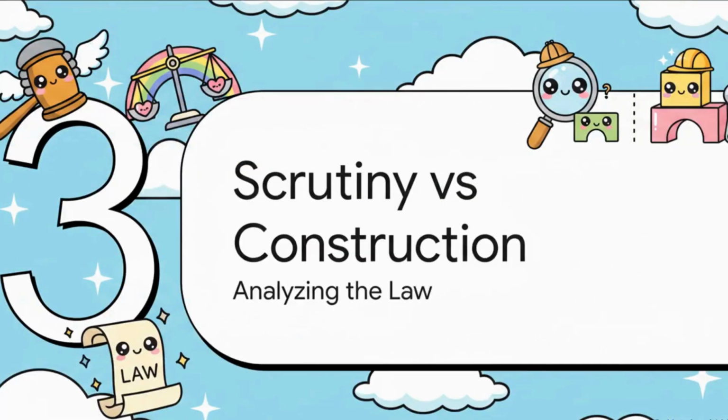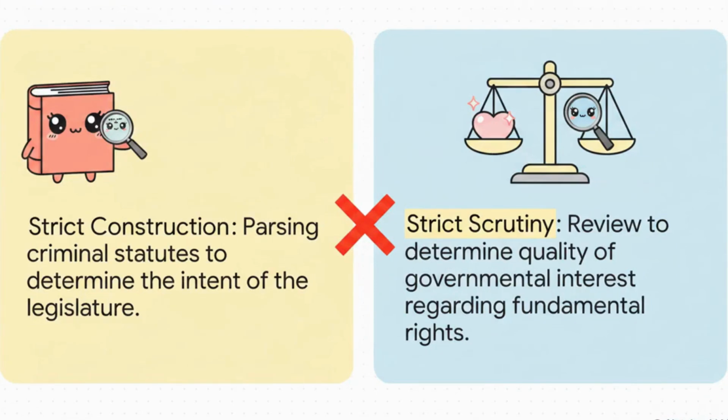All right, Section 3, Strict Scrutiny versus Construction, Analyzing the Law. Let's look at how the court actually tests these laws and clear up a super common mix-up between two completely different analytical tools used by judges. It really comes down to strict construction versus strict scrutiny. Strict construction is a rule of legal hermeneutics. Basically, it's all about meticulously parsing the text of a criminal statute to figure out exactly what the legislature intended.